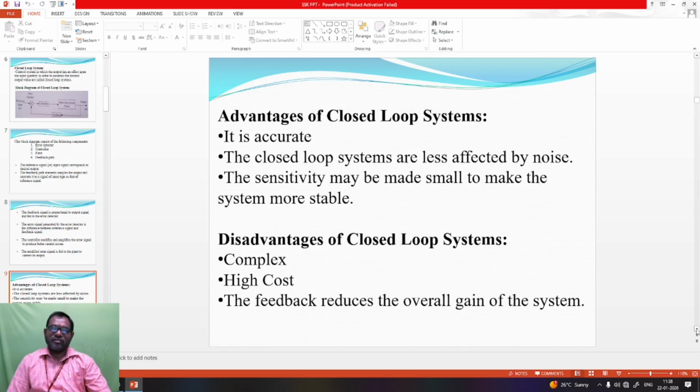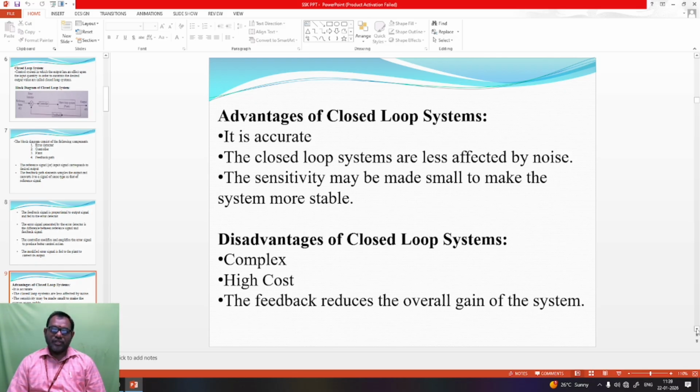And the disadvantages of closed loop system: it is a highly complex system. The construction of the closed loop system has more components, so the system is complex. The cost of the closed loop system is very high because it involves more processes: the initial process, output process, feedback process, and error control and rectifying the error. So the process will be very complex and costly.